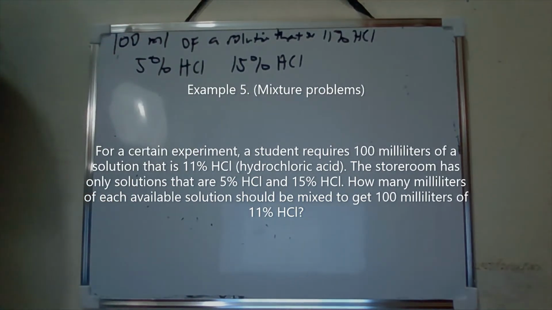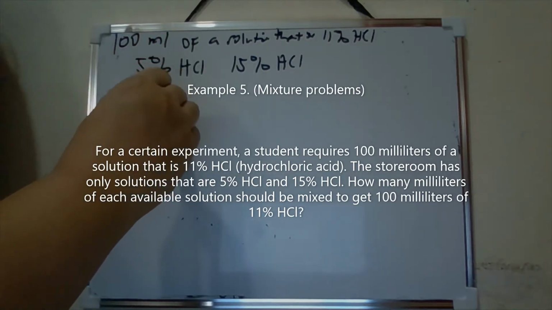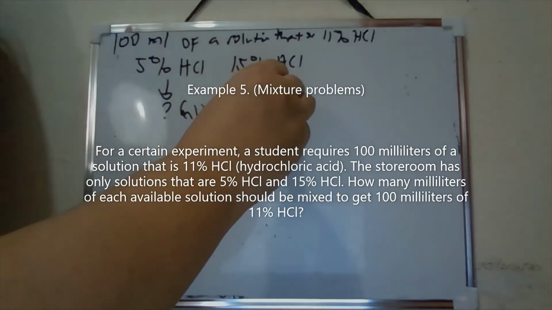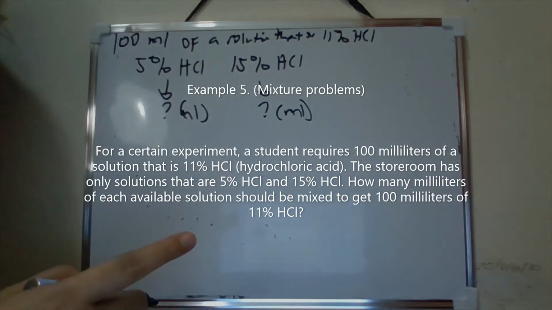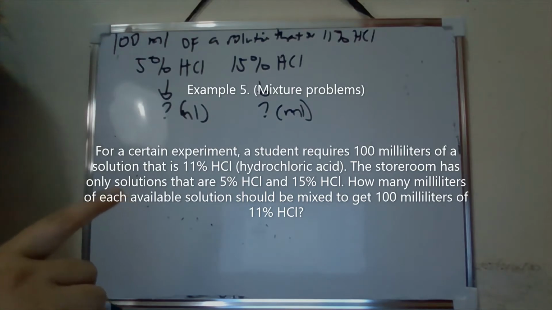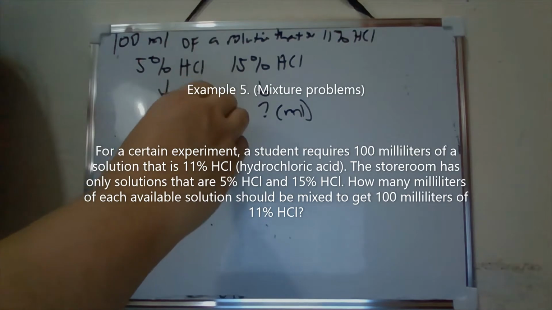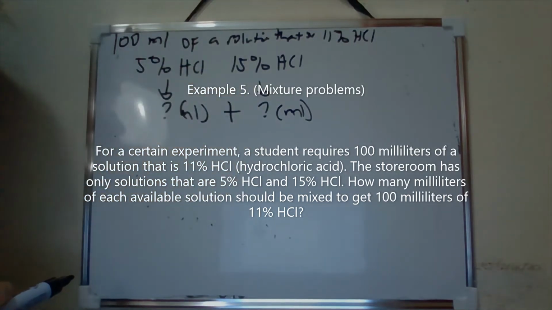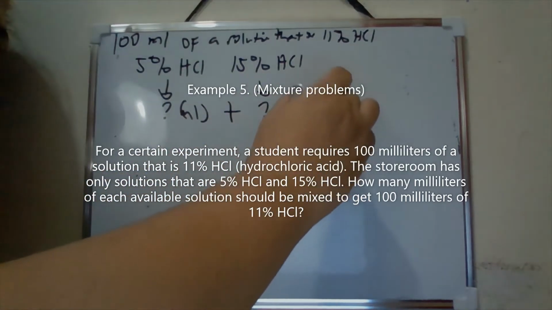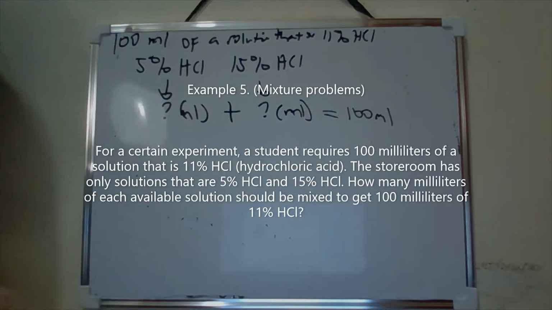Now, the question is how many milliliters of each? So we need to get some milliliters from the 5% and another amount of milliliters from the 15%. How many milliliters of each available solution should be mixed? Since they need to be mixed, our operation is addition, to get the 100 milliliters of 11% hydrochloric acid.